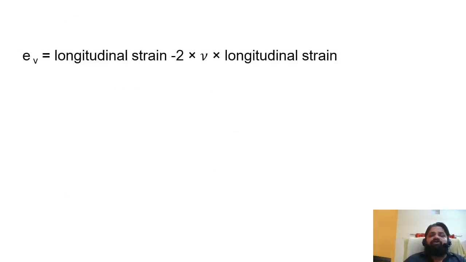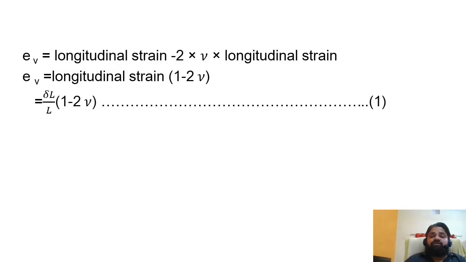Now EV is equal to longitudinal strain minus 2 into 2 nu into longitudinal strain, where nu is the Poisson's ratio. Now the EV, or the change in volume, is longitudinal strain into 1 minus 2 nu, and that is equation number 1. And longitudinal strain we know is delta L by L.